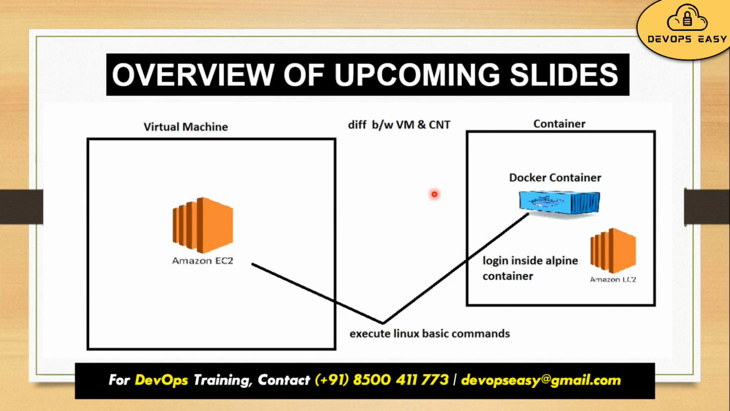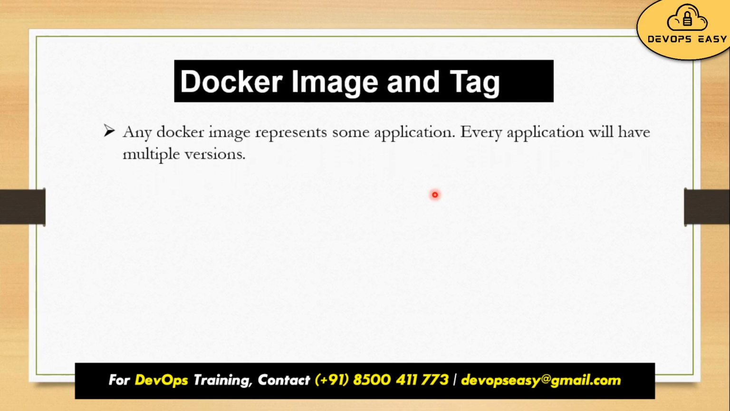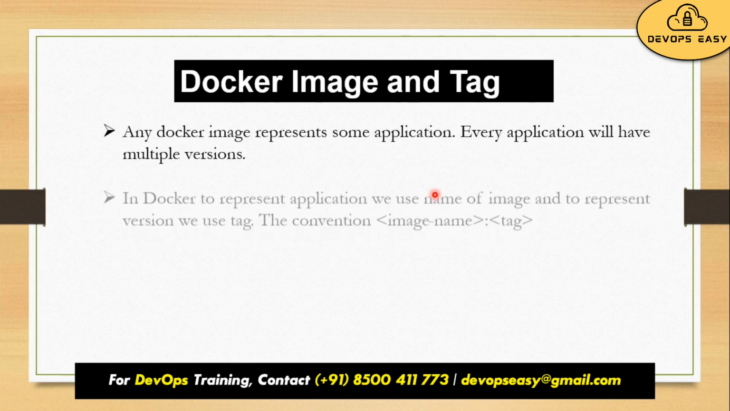And what is this container? Don't worry, we will discuss it today itself. How this container was created, everything we will discuss. So what is a Docker image and a Docker tag? I told you yesterday we will discuss Docker image, Docker tag, Docker container and all. Any Docker image represents some application. Obviously every application will have a version, and every application will have multiple versions.